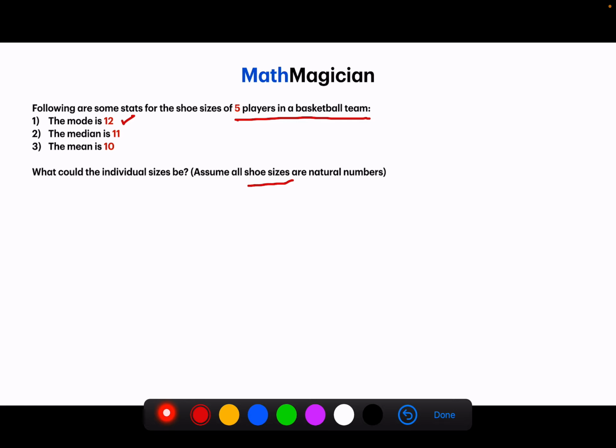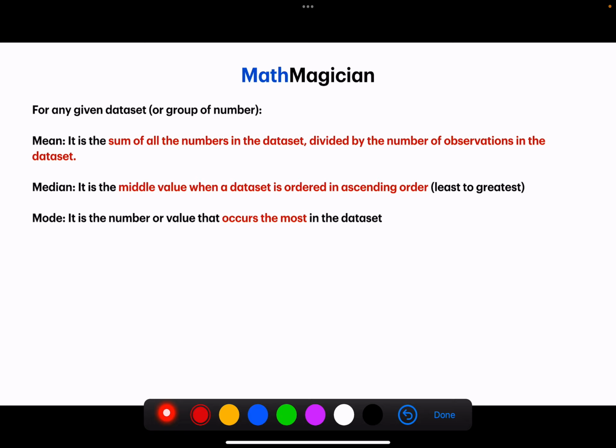So let's go about solving this problem in the simplest possible way. But before we dive into the solution, let's do a quick refresher of the definitions involved in this problem. The first one is the mean, which is very simple, as we all know. Mean is also known as the average of a particular data set. So it's nothing but the sum of all the numbers in the data set divided by the number of observations.